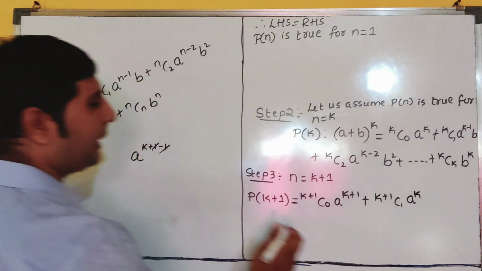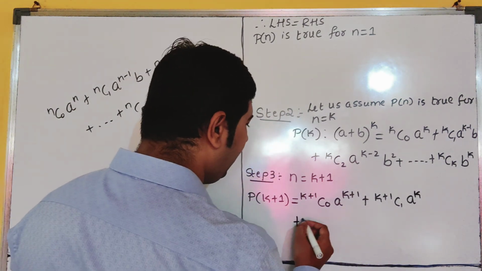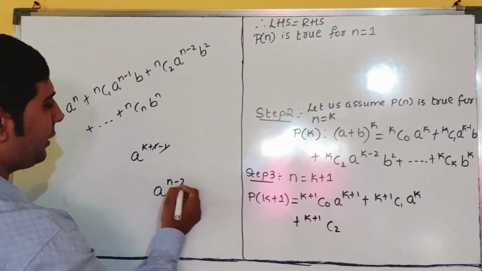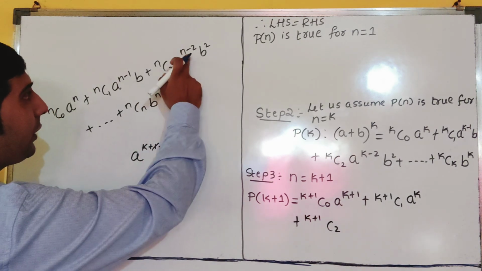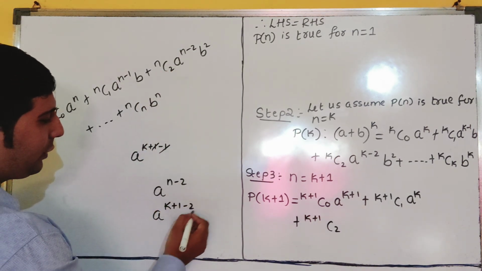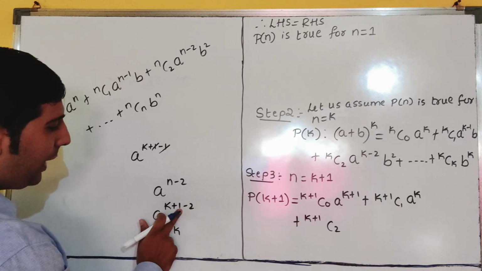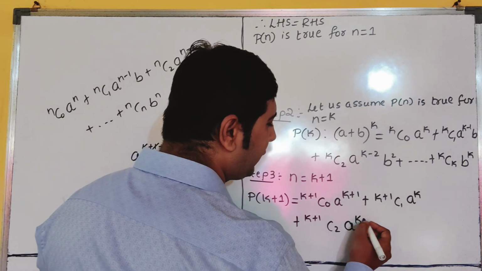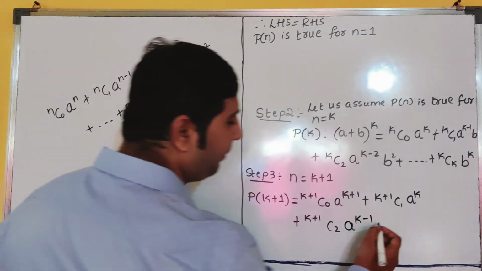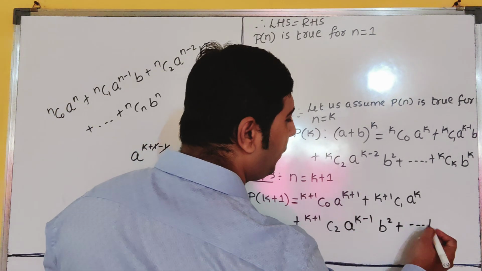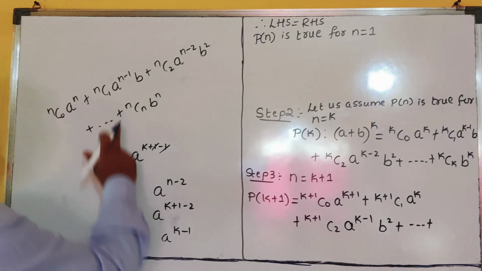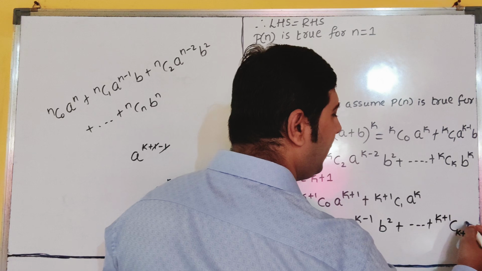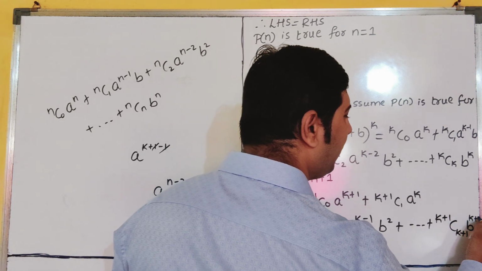So next, similarly you can write, I will write here only k plus 1 c2 a raised to n minus 2, dear students. n is how much? k plus 1 minus 2. Now see, 1 minus 2 is minus 1, dear students. A raised to k minus 1 we will get, and into b square. So on up to where? n value is k plus 1, k plus 1 c k plus 1 b raised to k plus 1.